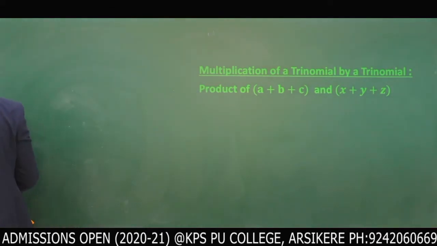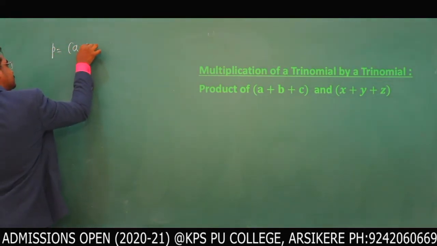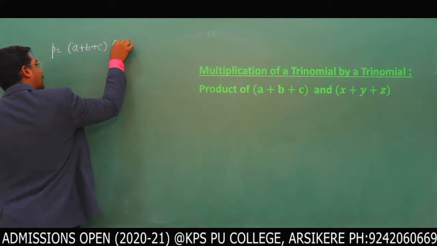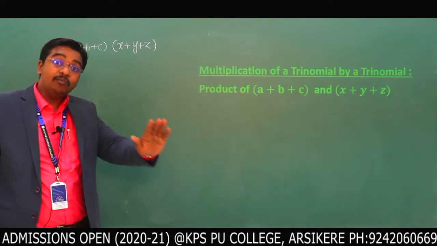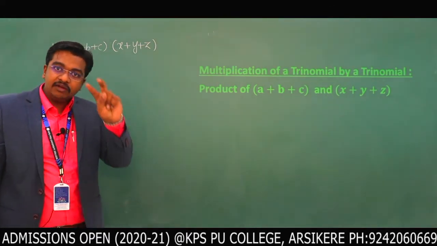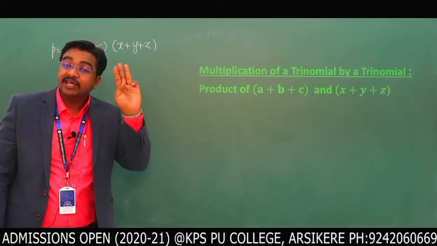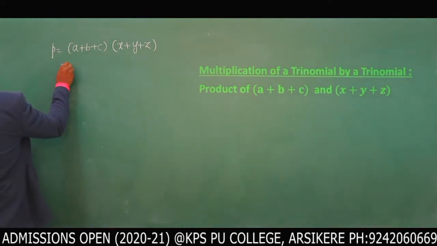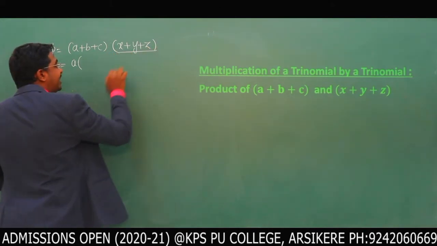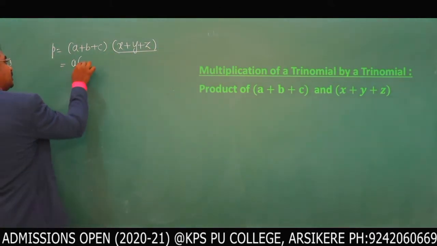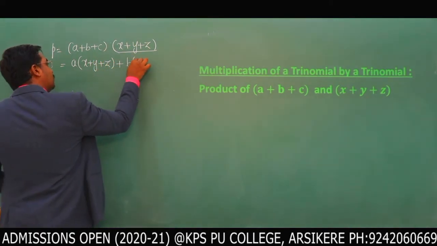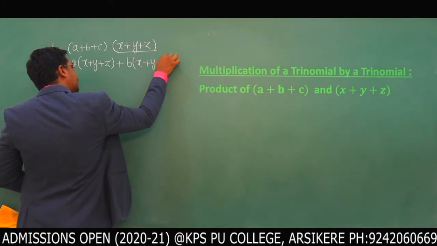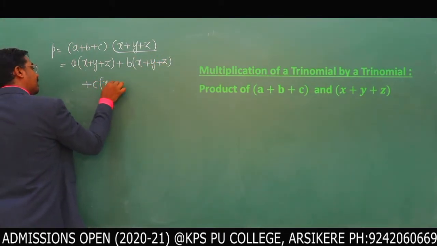Now discuss here. Look, let P be the product. First write the terms: a plus b plus c into x plus y plus z. We have discussed that whenever we get binomial terms, just go with the distributive property. Here both are trinomials, trinomial means 3 terms. How to simplify this? First, a into the entire algebraic expression x plus y plus z, plus b into x plus y plus z, plus c into x plus y plus z.